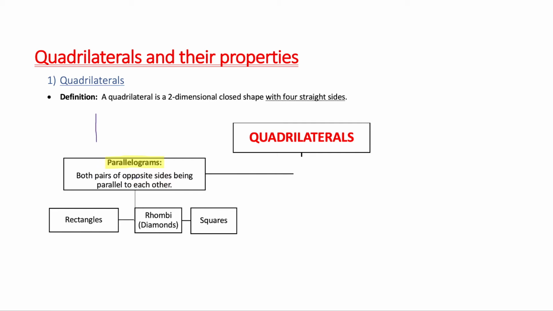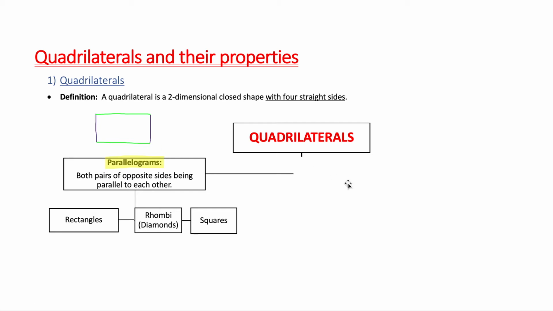It says both pairs of opposite sides are parallel to each other. So I have just drawn a side here. I'm going to draw another side. We can see these two are parallel, and then I'm going to draw the other pair of sides here, and we can see that these two are parallel to each other. Therefore, these types are what we call parallelograms. And I just drew a rectangle, but if I do a rhombus, it will have the same condition, or if I do a square, it will have the same condition.